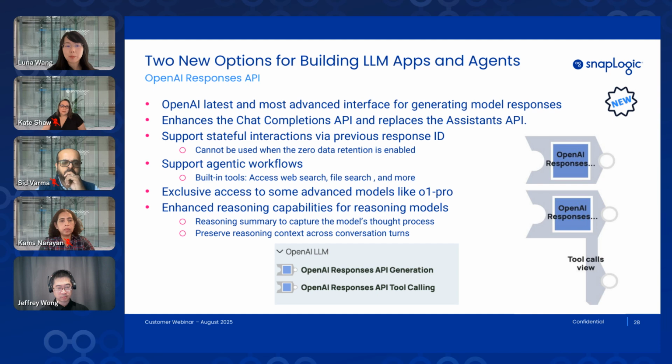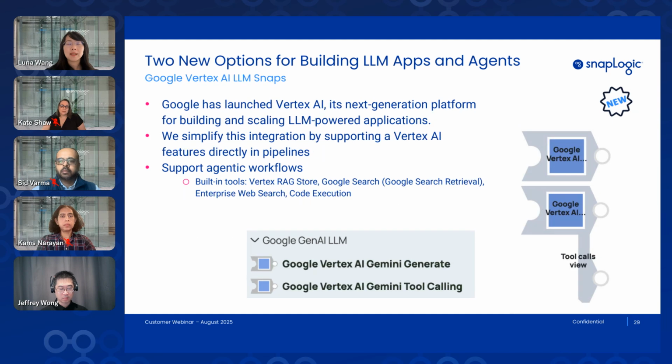This Responses API supports storing your conversation and retrieving it later with a response ID, which simplifies the way you communicate with the model. It also includes several useful built-in tools for agentic workflows, such as web search and file search. The 2 new snaps for the Responses API are the OpenAI Responses API generation, which is for LLM applications, and the OpenAI Responses API tool calling, which is for your agent building. And second is the Google Vertex AI LLMs.